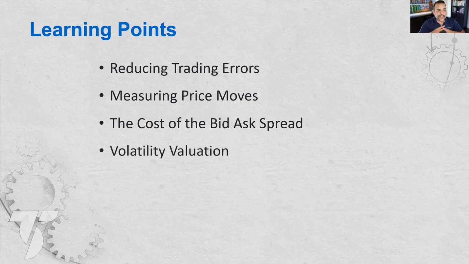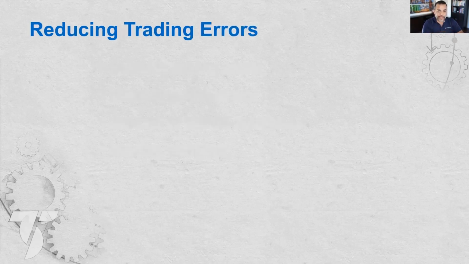And in the last section of this presentation, we'll take a look at volatility and how we can value that volatility and compare one commodity to the next. Because even if two commodities have exactly the same movement, that movement can translate into a different amount because of how the futures contract is valued. So those are the four main points that we're going to talk about. And there are custom tools or custom indicators that will fit each one of these 4 points. Let's get started with reducing trading errors.